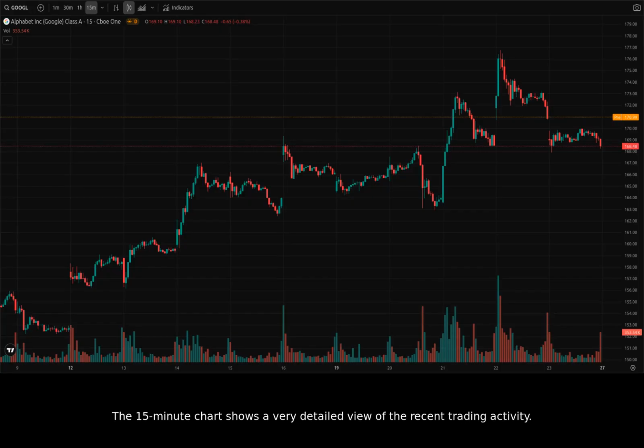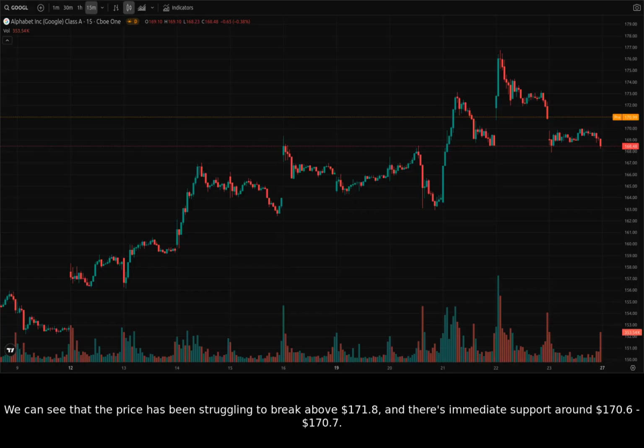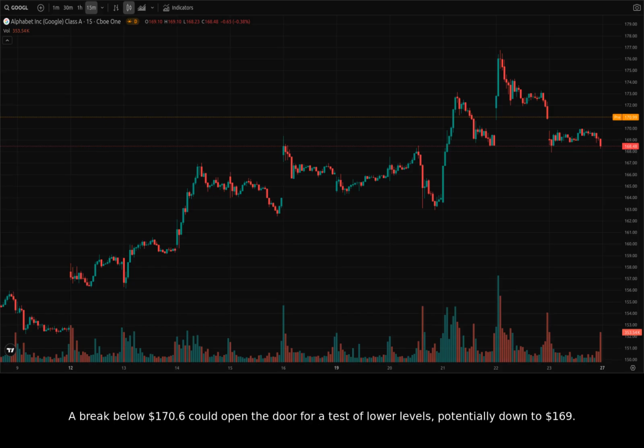The 15-minute chart shows a very detailed view of the recent trading activity. We can see that the price has been struggling to break above $171.80, and there's immediate support around $170.60 to $170.70. A break below $170.60 could open the door for a test of lower levels, potentially down to $169.